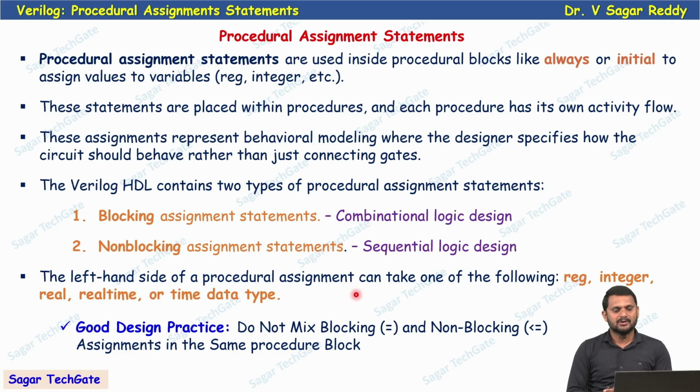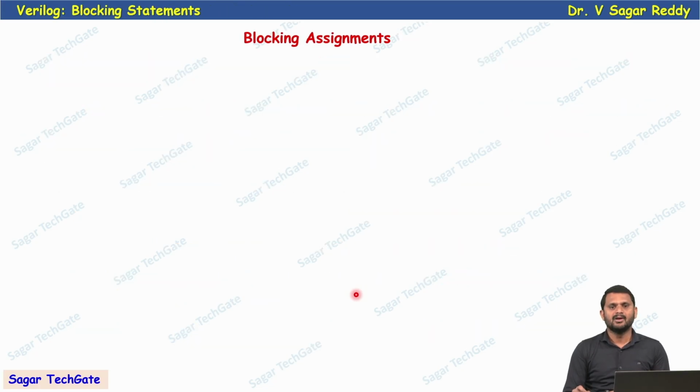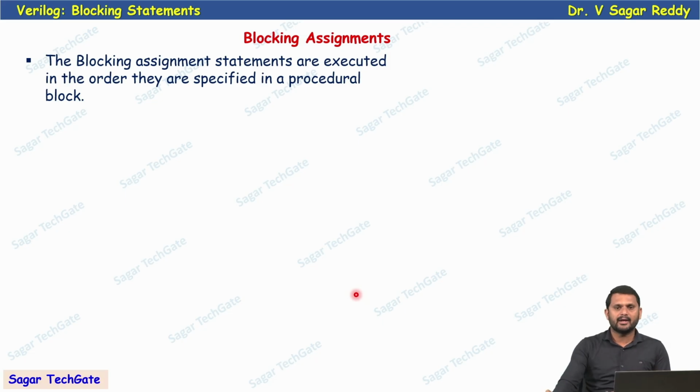And one thumb rule, a good design practice: don't mix blocking and non-blocking assignments in the same procedure block. We cannot write blocking and non-blocking statements in the same procedure block, like in always or initial. It's not good practice. So let's start with the blocking assignment.